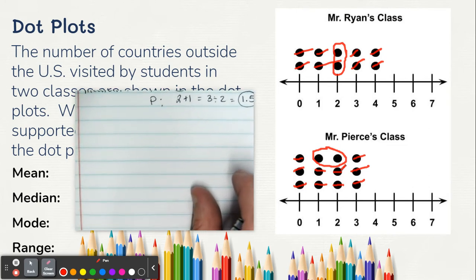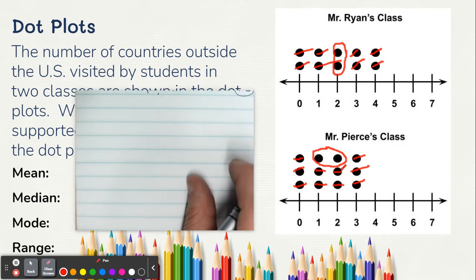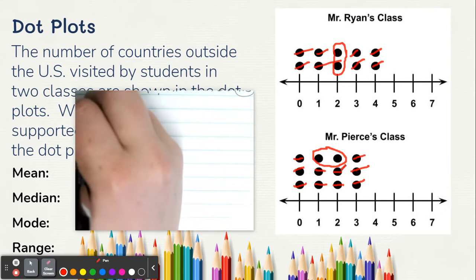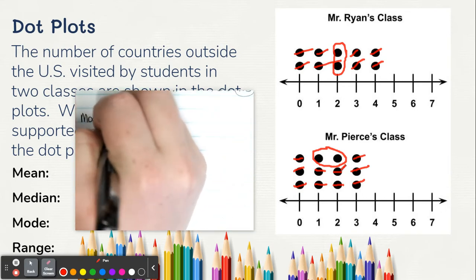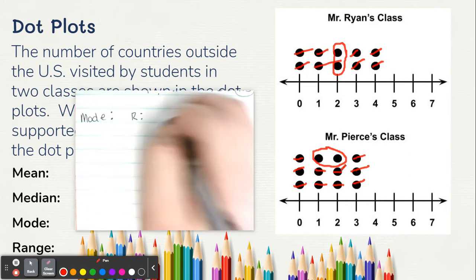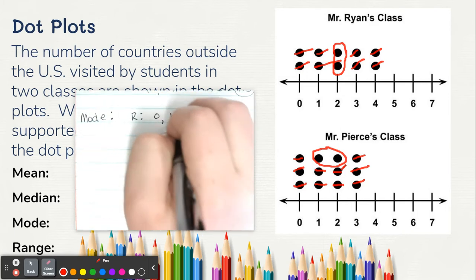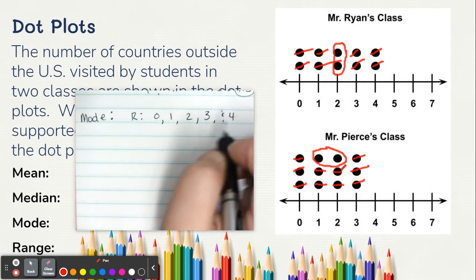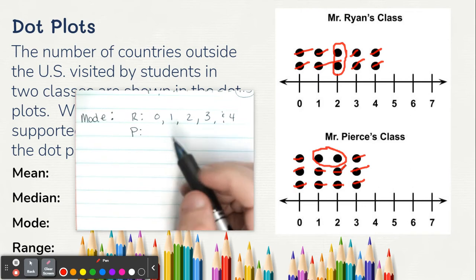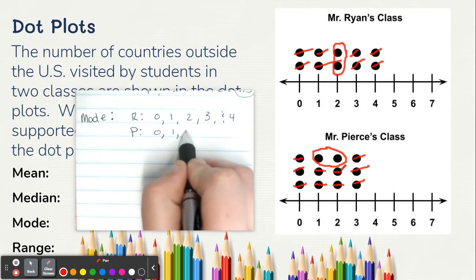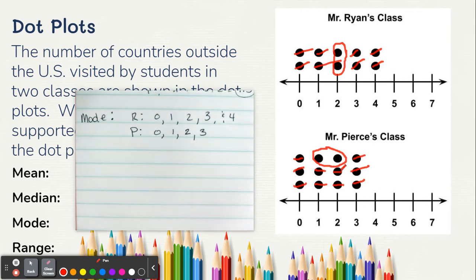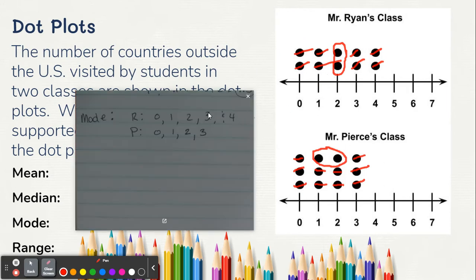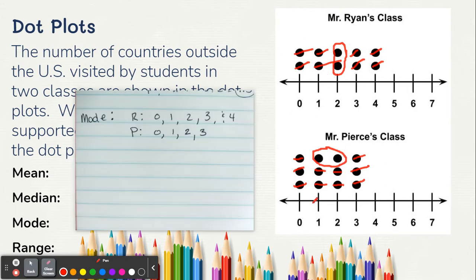Okay, and then mode. Mode is the one that has the most on all of these. In Mr. Ryan's class, they all have the same number. That means all of those numbers are the mode: 0, 1, 2, 3, and 4. Okay, and then the same with Miss Pierce. All of them have 3, so it's going to be 0, 1, 2, 3. Most of the time there's going to be one that has more than all the rest of them, but if they all have the same, or if there's a couple that have the same, then the mode is both of those numbers or all of those numbers.